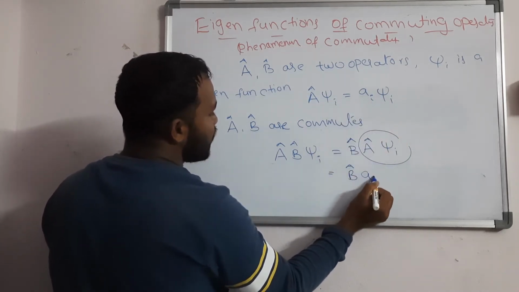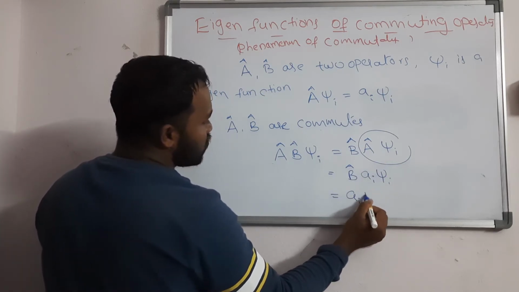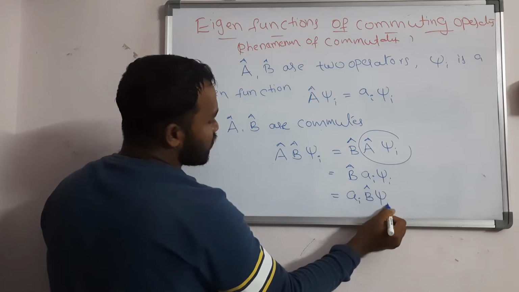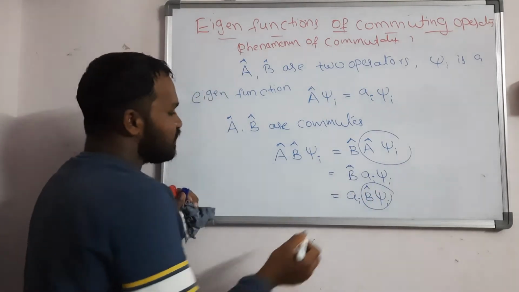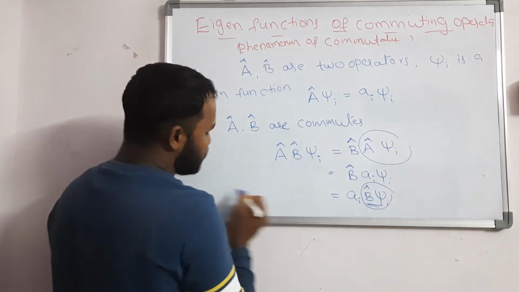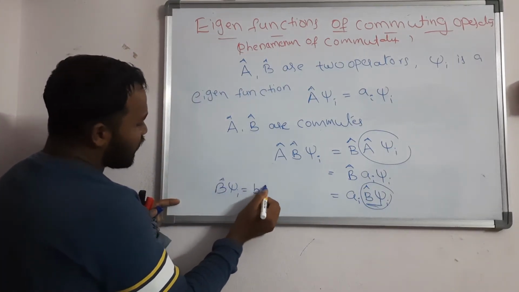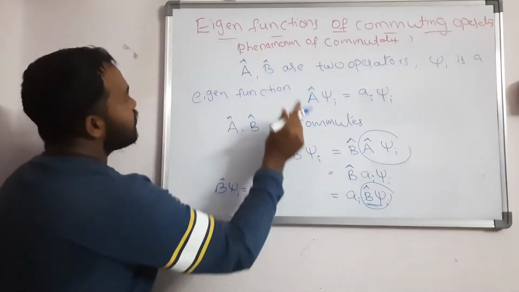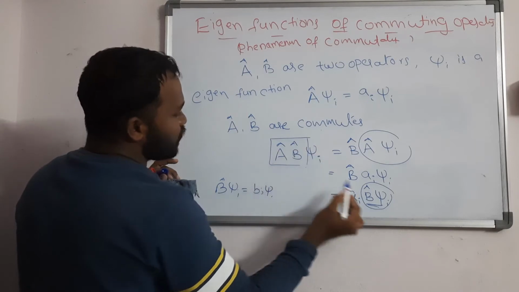Ai into psi I. Now you should write ai outside. You will get b cap into psi I. This condition is satisfied when b cap psi I value is equal to bi psi I. So already we know that both are commute with each other, A cap and B cap commute with each other.